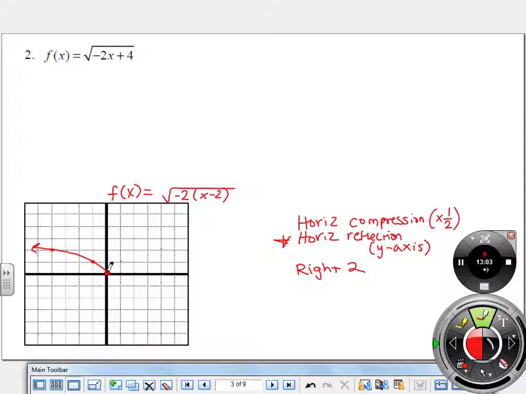But then we have to account for all of these other things. We have to shift and we have to compress our graph horizontally. So let's say we compress our graph horizontally by 1/2. What does that mean I'm going to do?